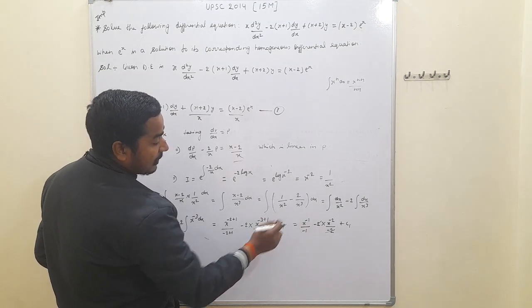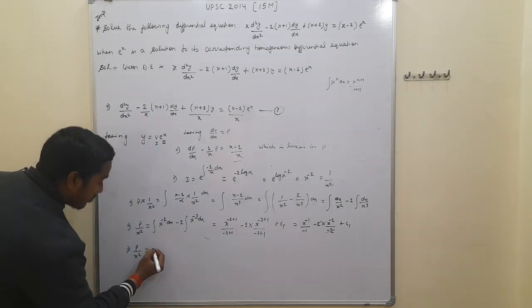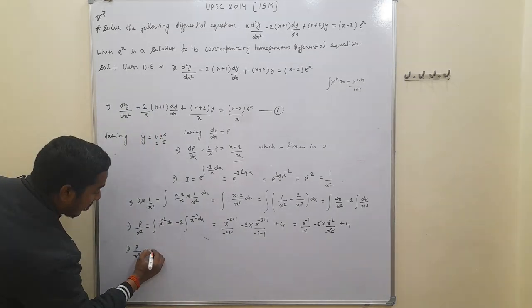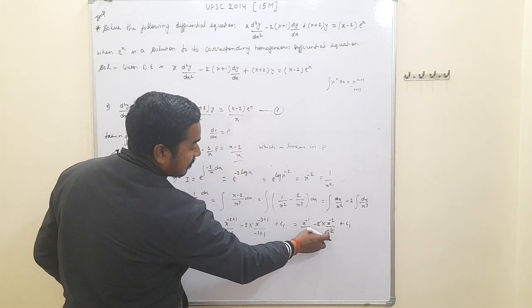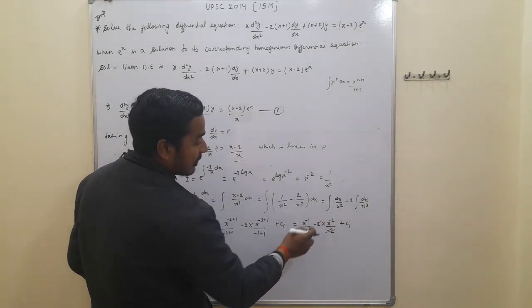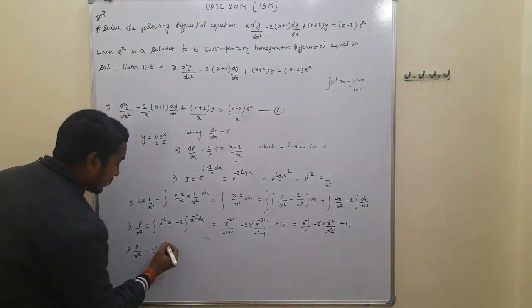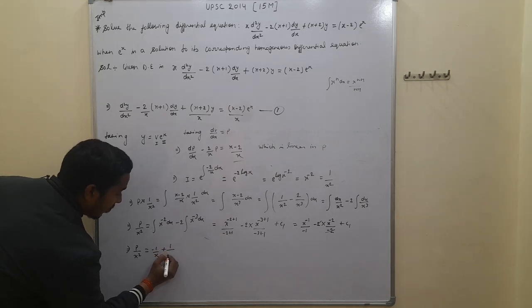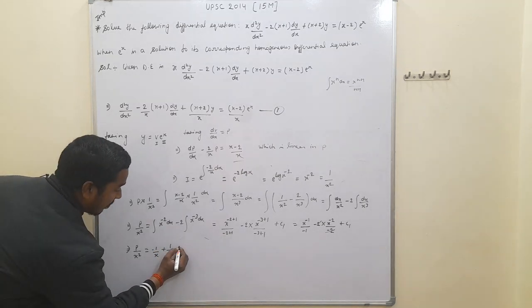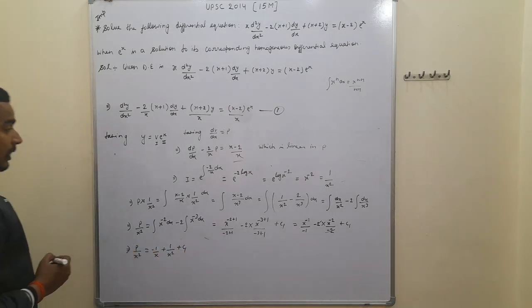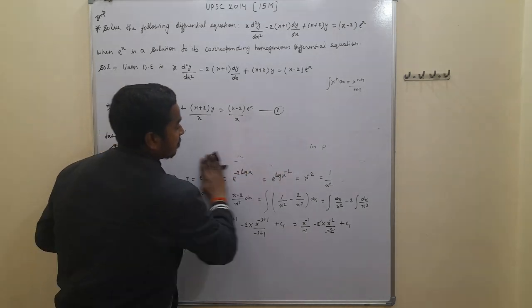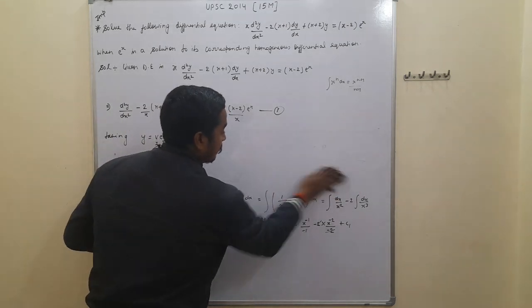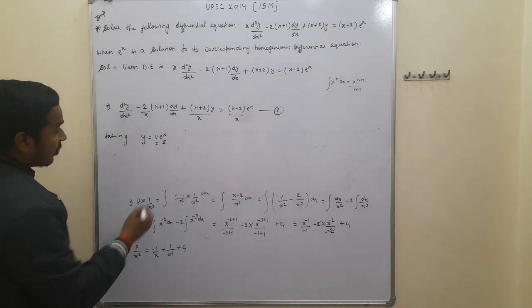x to the power minus 1 taken to the denominator. This gives minus 1 upon x, and here minus minus is plus and x to the power minus 2 is taken to the denominator. This gives plus 1 upon x square and plus c1, and we can also solve this once again.